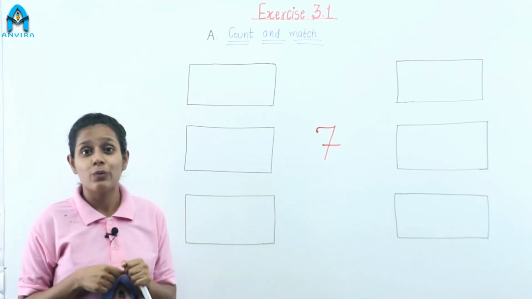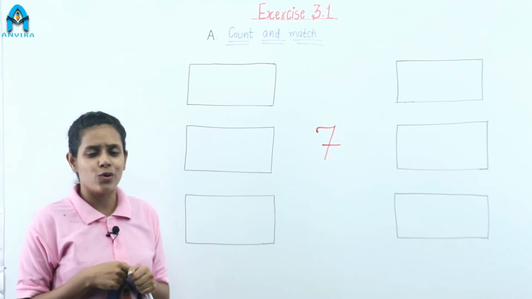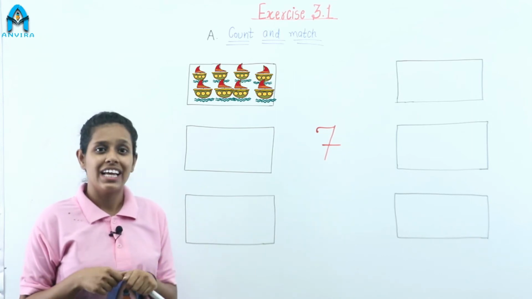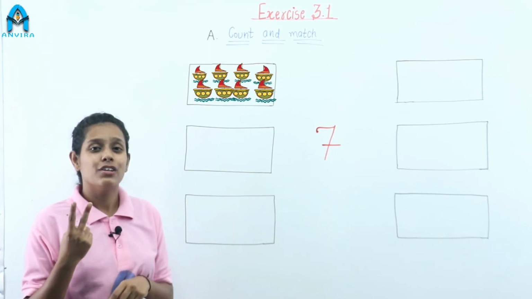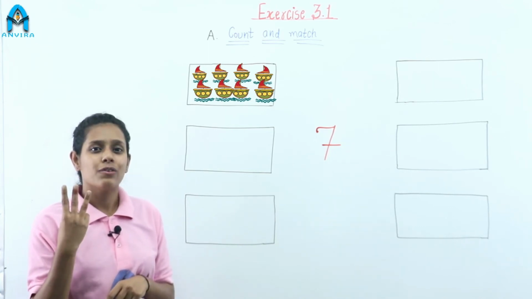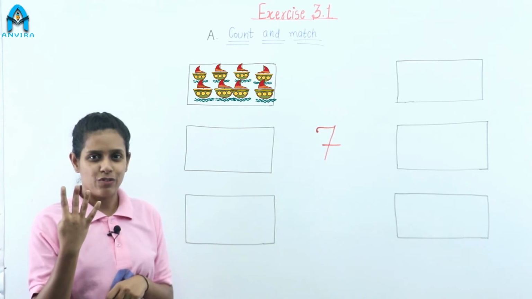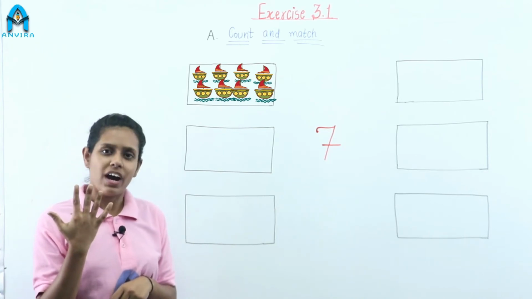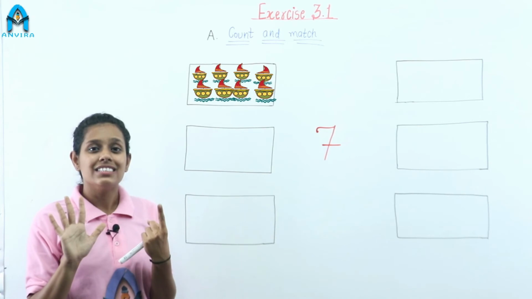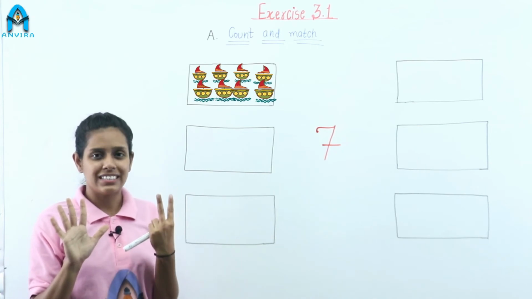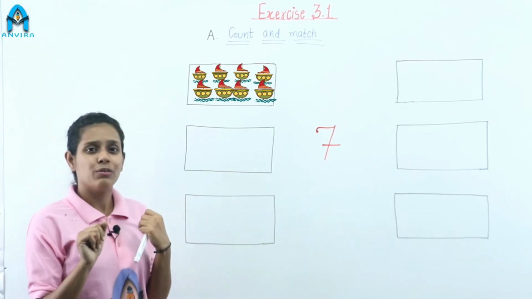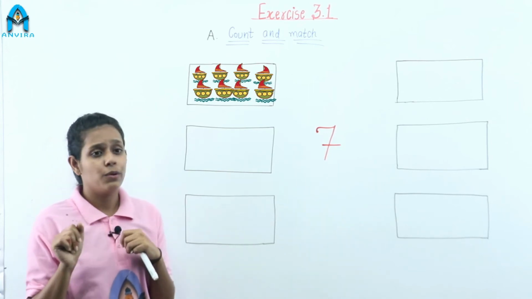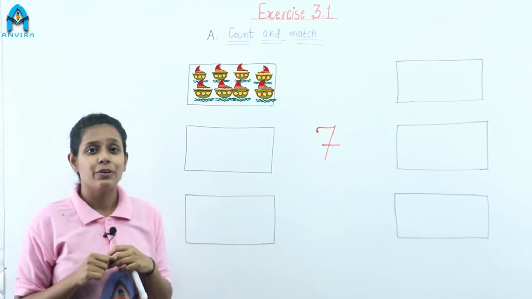First object. What is this? Boards. How many boards? Let's count. 1, 2, 3, 4, 5, 6, 7 and 8. 8 boards. Now, look at the next picture.